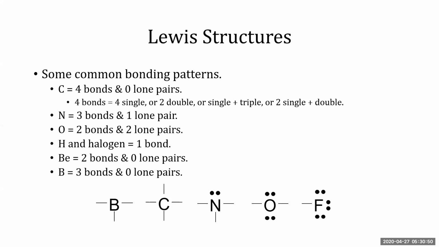N has 3 bonds and 1 lone pair. O has 2 bonds and 2 lone pairs. H and halogens have 1 bond. Be has 2 bonds and no lone pairs. Boron has 3 bonds and no lone pairs.